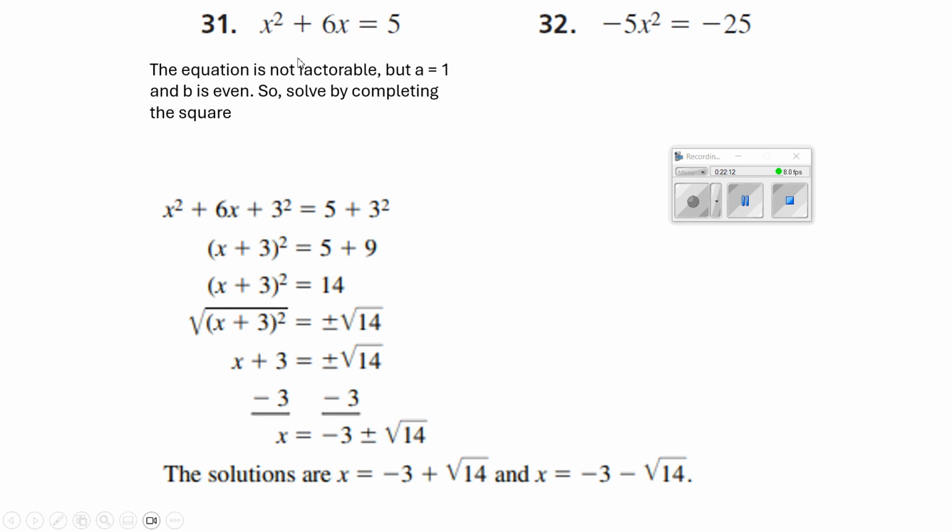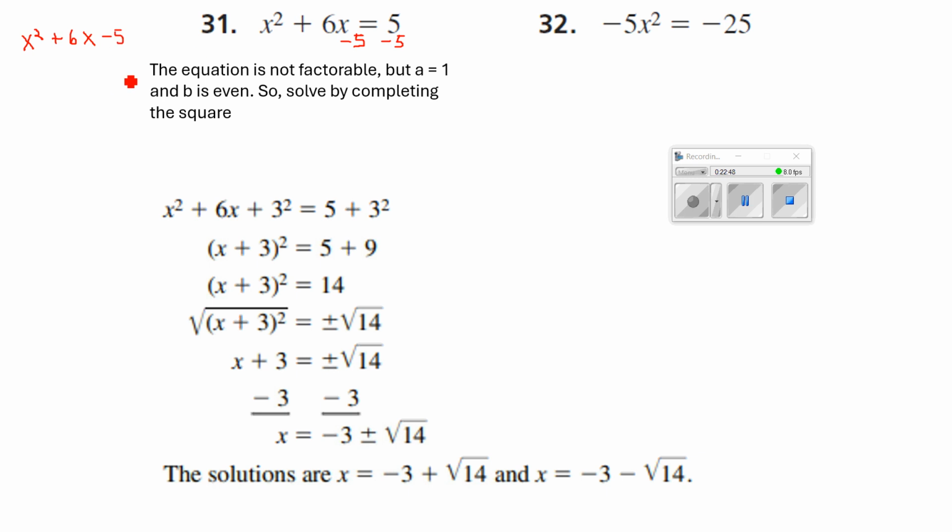You got 31 over here. X squared plus 6x equals 5. The equation is not factorable, okay? Which means if I was to subtract 5 from both sides, that's going to leave me with x squared plus 6x minus 5.